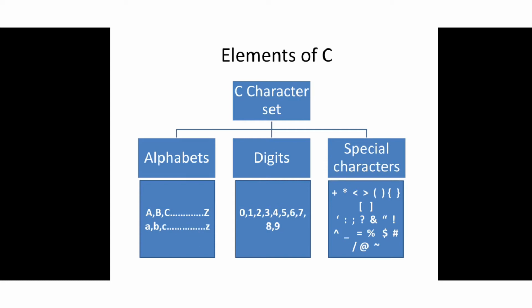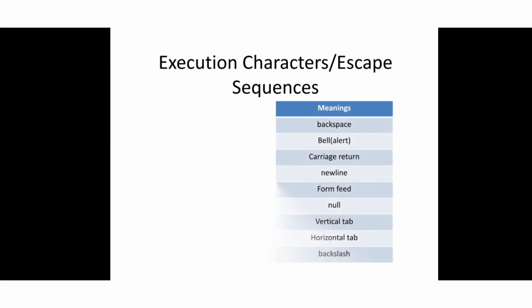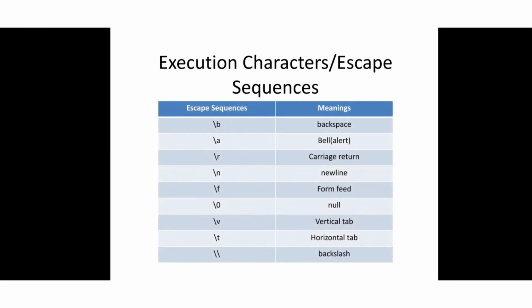The second is execution characters or escape sequences. Characters are printed on the screen through the keyboard, but some characters such as new line, tab, backspace cannot be printed like other normal characters. C supports the combination of backslash and some characters from the C character set to print these characters.